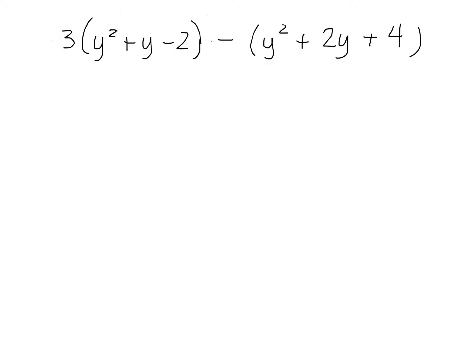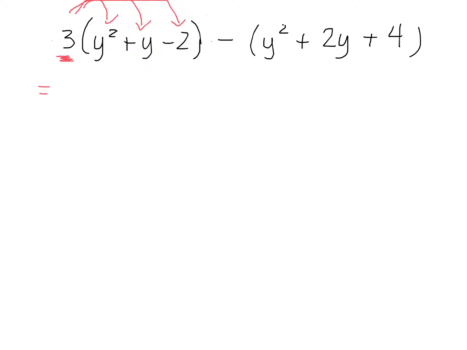Have, look here, 3 outside the bracket. That means I'm distributing 3 times everything inside that bracket only. Okay, so let's do the first part.